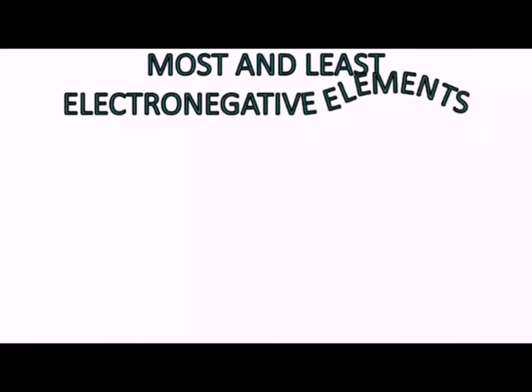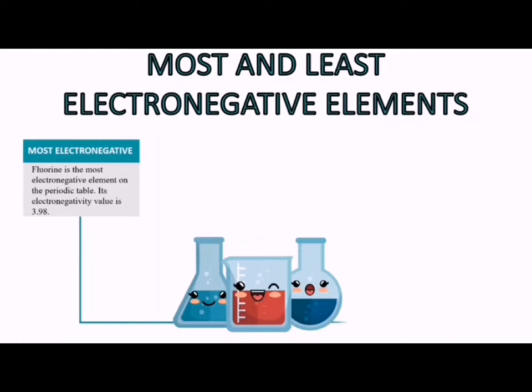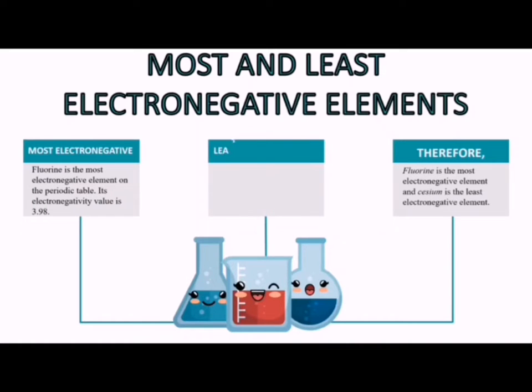Moving on, most and least electronegative elements. The most electronegative is fluorine. Fluorine is the most electronegative element on the periodic table. Its electronegativity value is 3.98. The least electronegative: cesium is the least electronegative element. Its electronegativity value is 0.79. Therefore, fluorine is the most electronegative element and cesium is the least electronegative element.